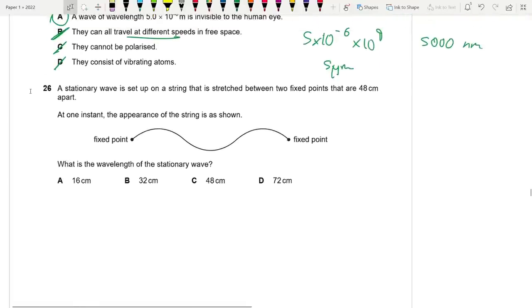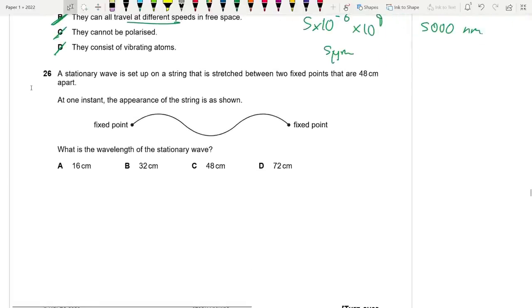26. A stationary wave is set up on a string that is stretched between two fixed ends that are 48 centimeters apart. At one instance, the appearance looks like this. It has three loops. What is the wavelength? So the distance is 48 centimeters. This is a node, node, node, node. Node to node is lambda by 4. Sorry, node to node is lambda by 2. We have lambda by 2 again and lambda by 2 again.